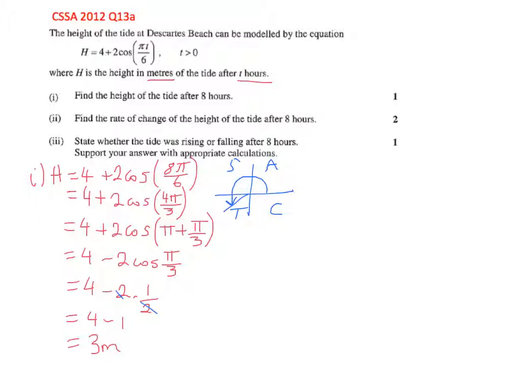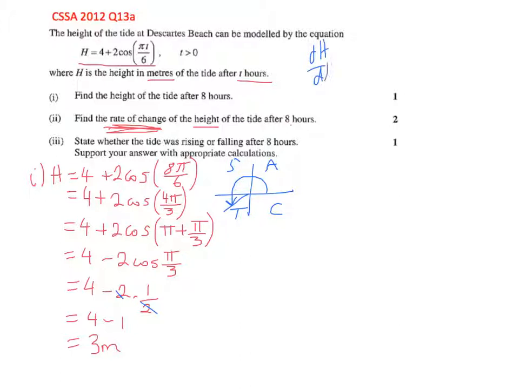Alright, part 2 says find the rate of change of the height after 8 hours. Remember, the rate of change is the first derivative of the height. So that means we need to find dh dt. So we've got our expression for h there. Let's find dh dt. Alright, I might start up here so we've got a little bit more room.